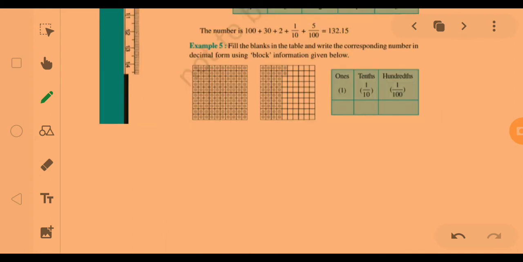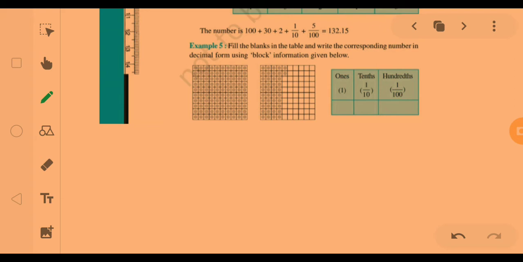Let's see another one. See the fifth question. It is the example question from the textbook. Fill the blanks in the table and write the corresponding number in decimal form using block information. Here you can see the blocks are there. Next to that, if the place value table is given, we have to fill the place value table.